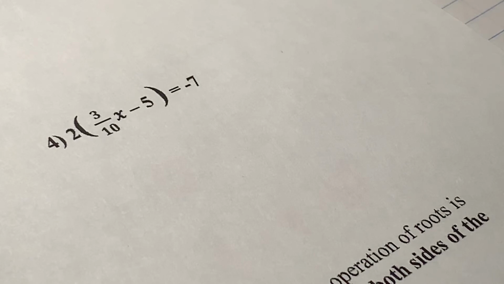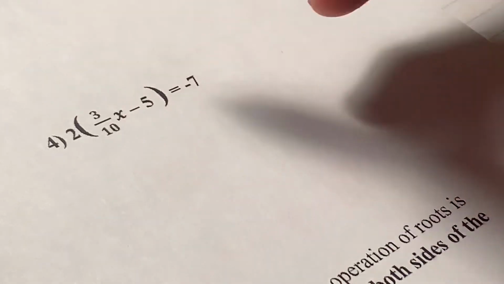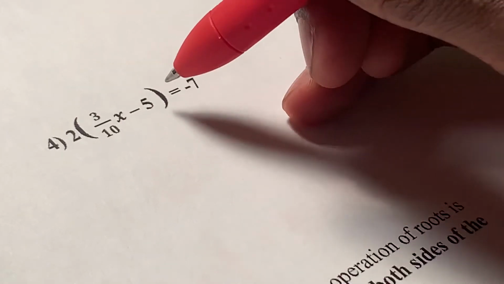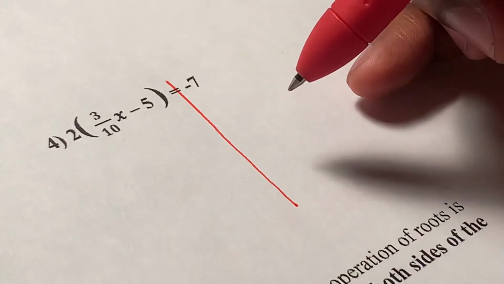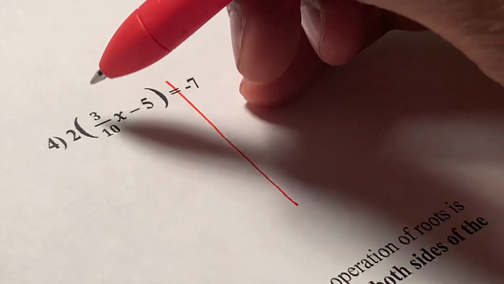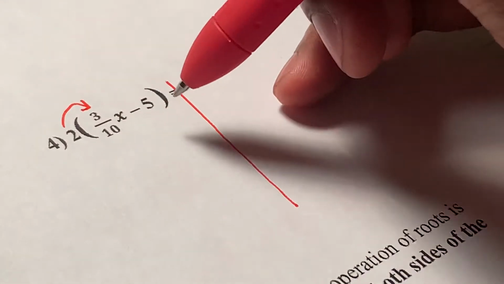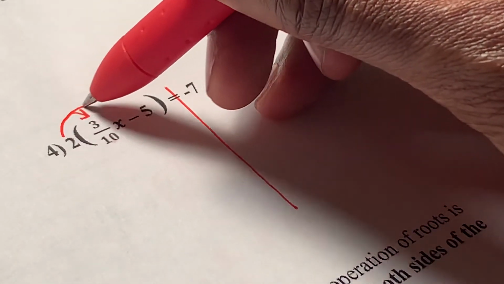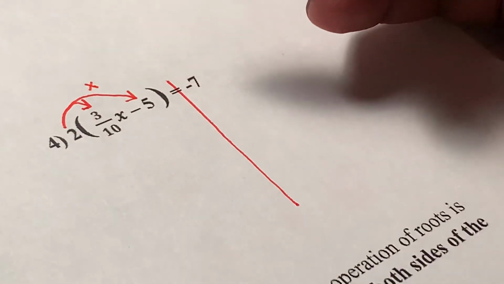Okay, someone just said, Mr. Barbier, you need to do the distributive property. You are correct. So draw my beautiful arrows, but wait a minute, don't forget, draw my line first, okay? Don't forget my beautiful line. Yes. Now let's draw those beautiful arrows from the 2 to 3 over 10x, and from the 2 to the negative 5, right? And don't forget that multiplication sign right here.